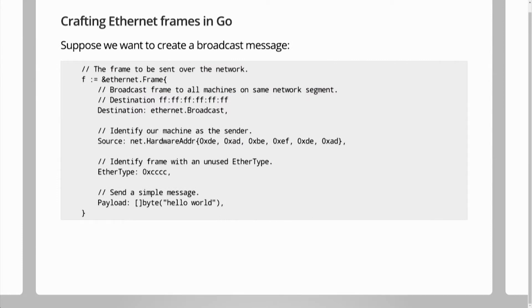So let's suppose we want to create a broadcast message and send it using Go. So we're going to create an Ethernet frame, the ethernet.Frame type in my package. We want to broadcast the frame to all machines on our network segment using the special broadcast address available here as a constant. We'd like to identify our machine as the sender of the frames so that the other machines know where to reply. Next, we're going to identify our frame with an unused ether type. In this case, I just picked an arbitrary value. There's a full list of registered values if you'd like to avoid conflicts. Finally, we're going to encapsulate a simple message within our frame, just the bytes, hello world.